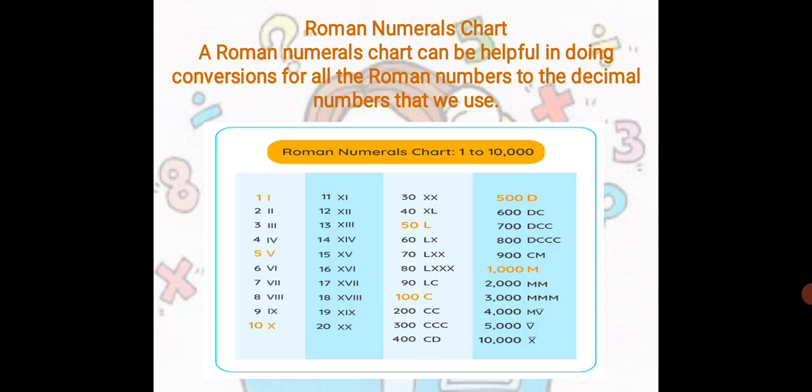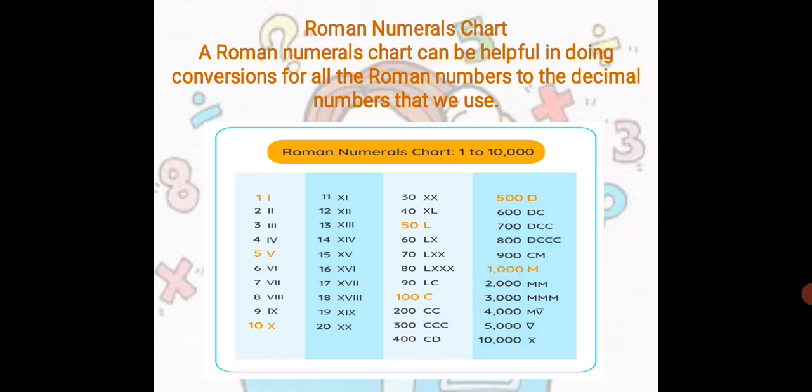Now children, we will learn about the Roman numerals chart. A Roman numerals chart can be helpful in doing conversion from all the Roman numerals to the decimal numbers that we use. Look at the screen, children. I will now tell you about the Roman numerals chart ranging from 1 to 10,000.